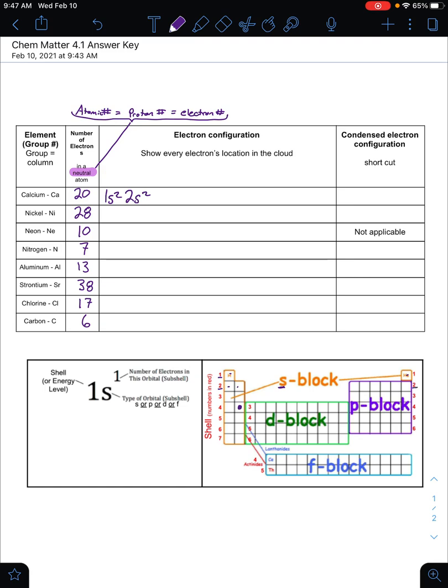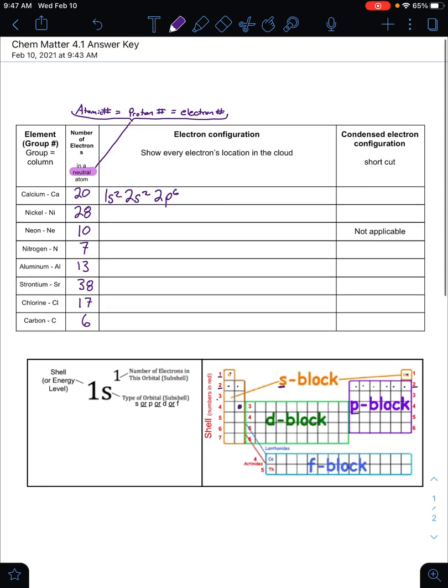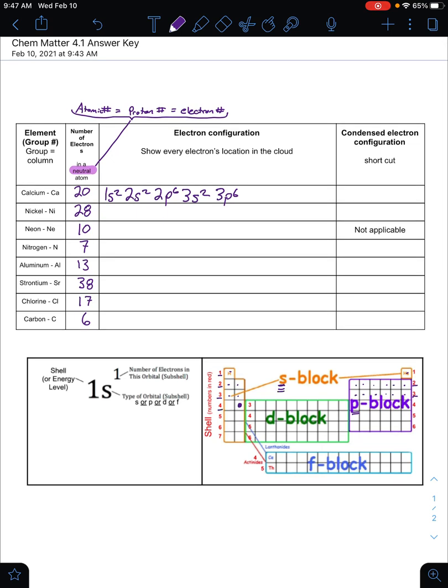We go 2p, 1, 2, 3, 4, 5, 6. 2p6. Then we go 3s, 1, 2. Then 3p, 1, 2, 3, 4, 5, 6. Then 4s, 1, 2. 4s2.